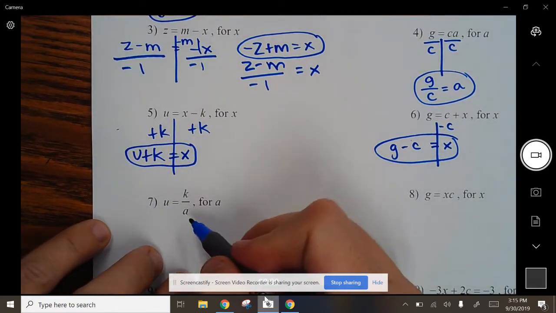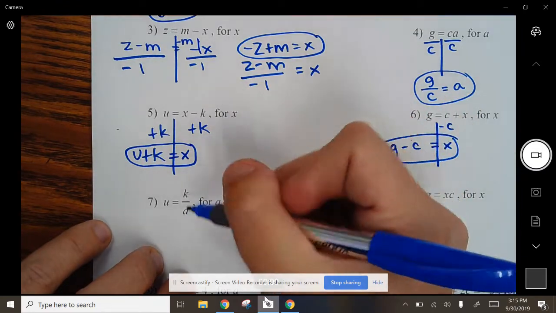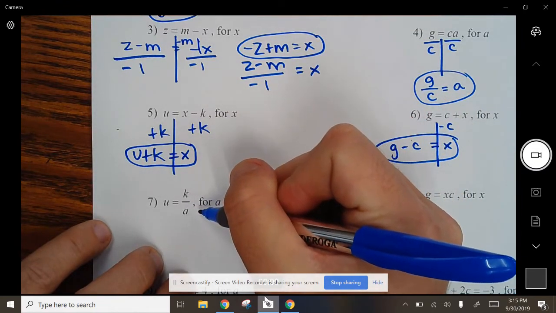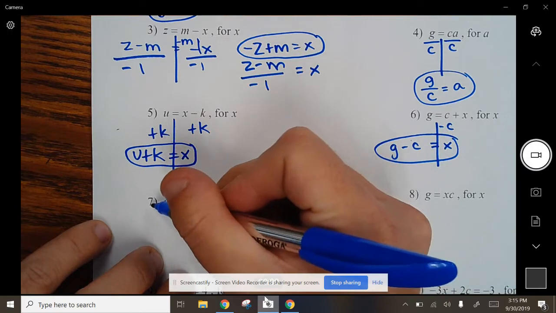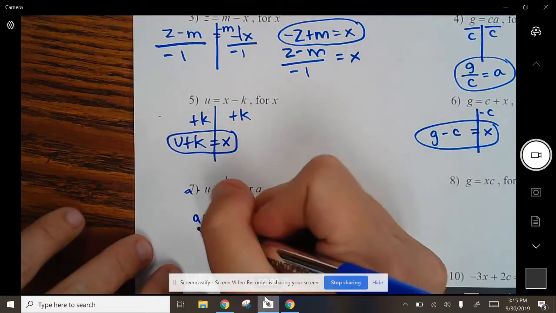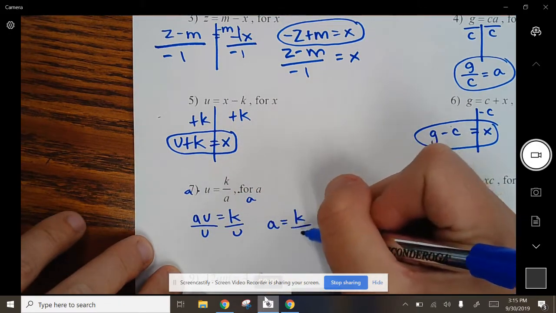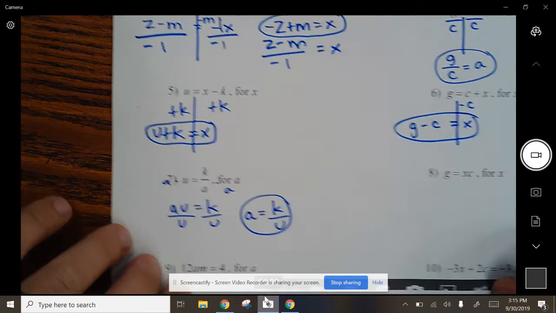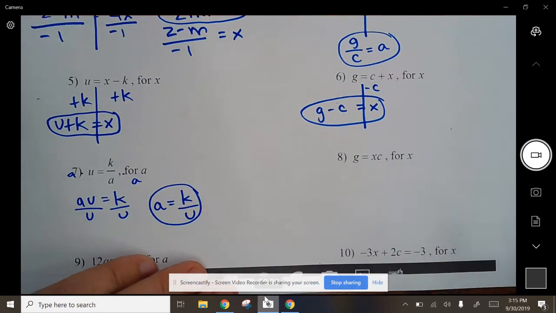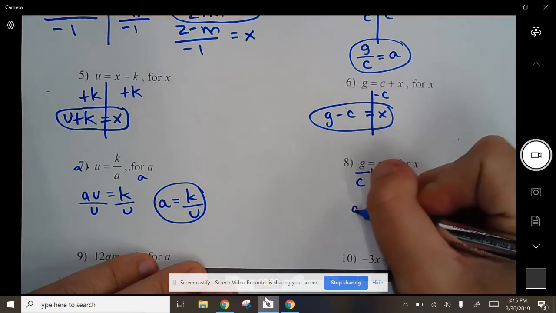Number 7, you're going to get a by itself. Now this one's a trip. We did this one in class. Multiply by a to both sides, and then you have au equals k. And then you want to get a by itself, so you're going to divide u to both sides. And then number 8, you're going to go ahead and divide the c to both sides.